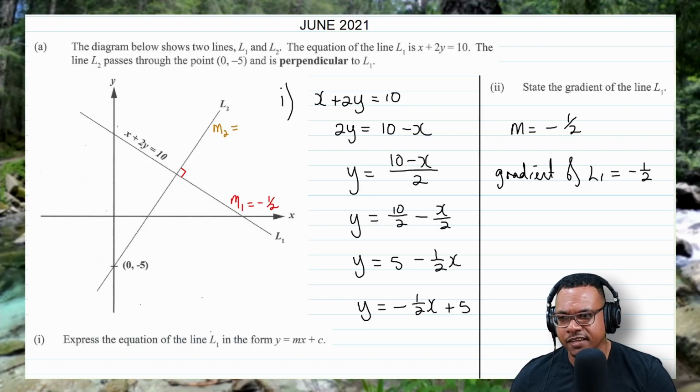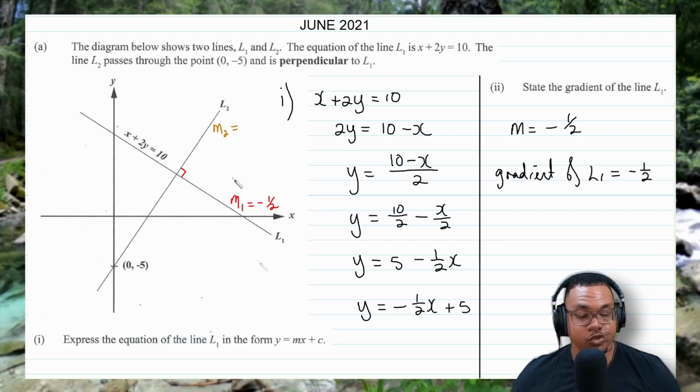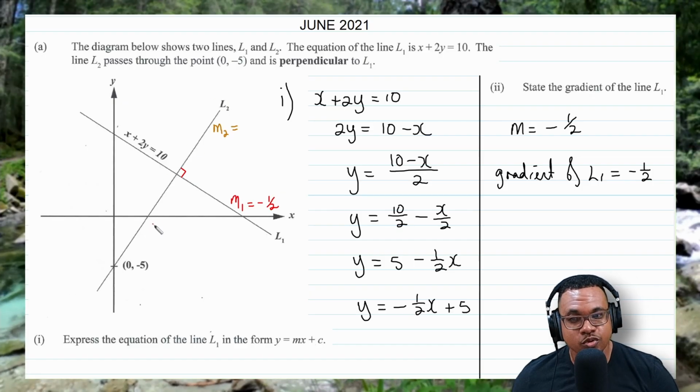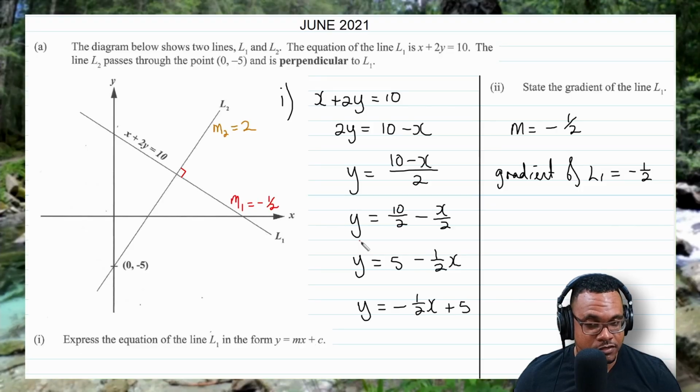Seeing that they are perpendicular, when you multiply M2 and M1, you're supposed to get negative 1. So in other words, the gradient for line 2 would just be the negative reciprocal of the gradient for line 1. So if you flip a half and change the sign, you'll get positive 2. So the gradient for L2 is positive 2. So again, if two lines are perpendicular, if you multiply the two gradients, you're supposed to get negative 1. So you can see 2 times negative a half would give you negative 1.